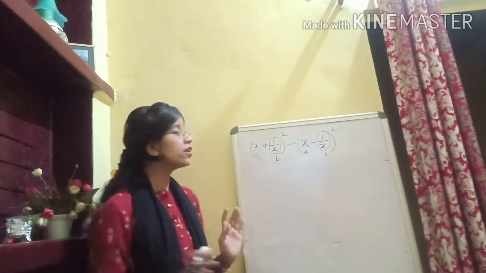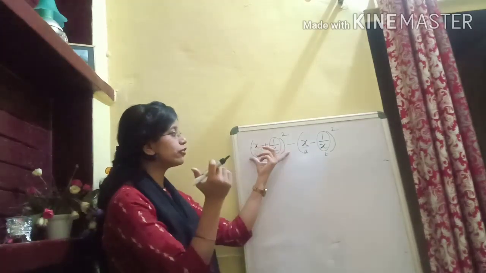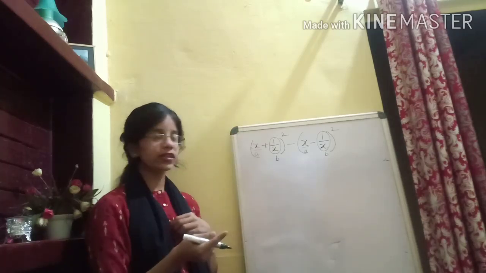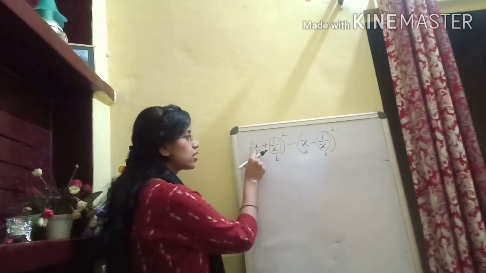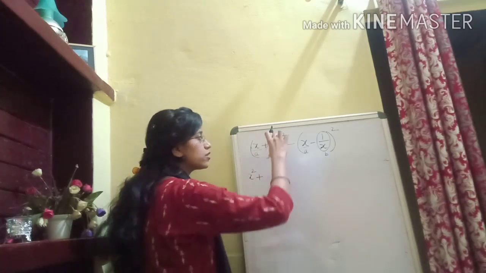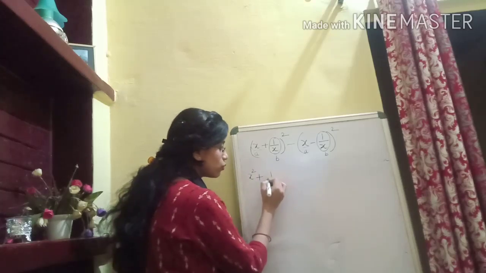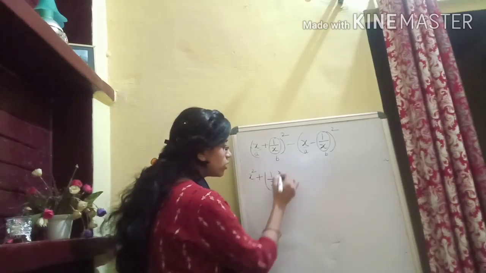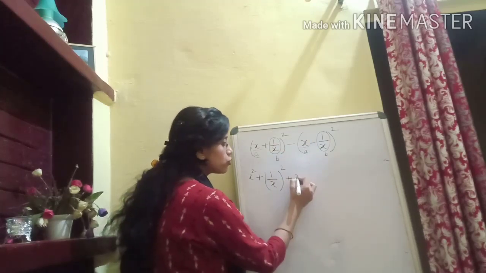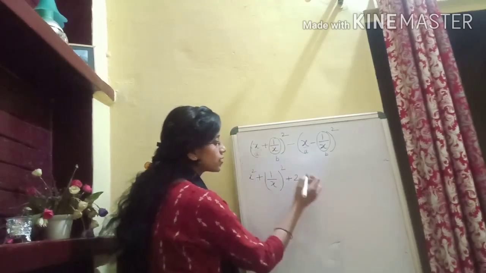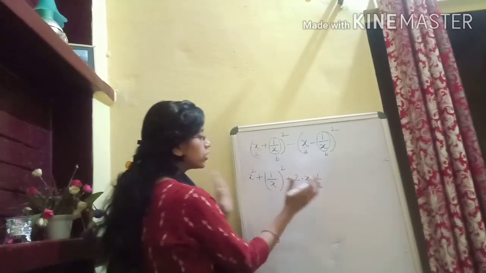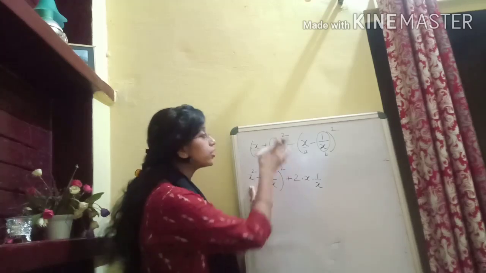Is it clear now? Now we apply the identity on the first term, (a + b)². If you recall the identity, it is a². What is our a? x. So it will be x² plus b². What is our b? 1/x. So (1/x)² plus 2ab. So 2 into a, which is x, into b, which is 1/x. This is the identity we have applied on the first term.